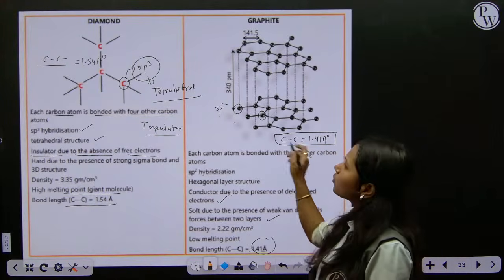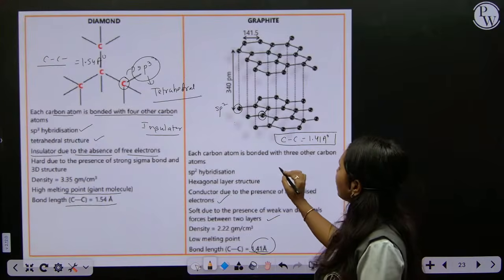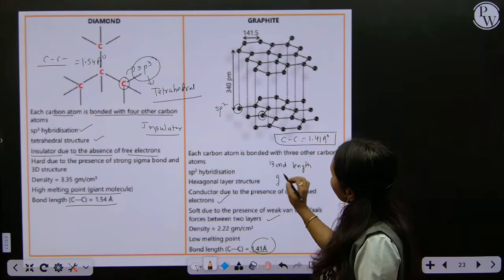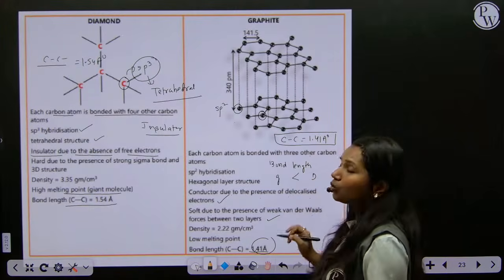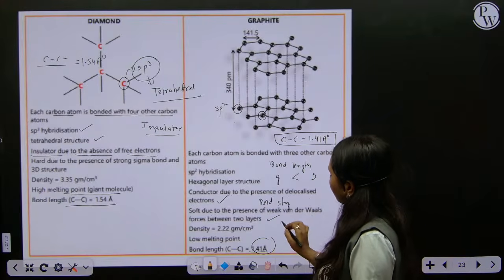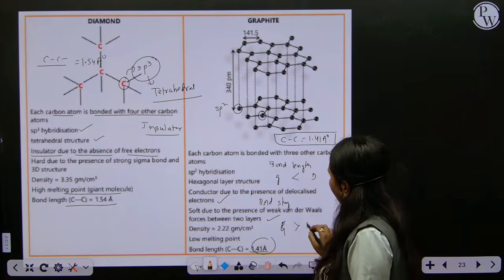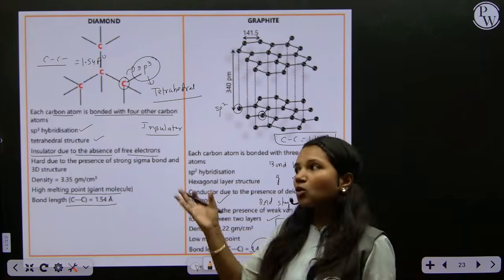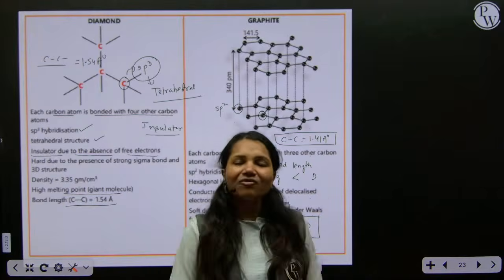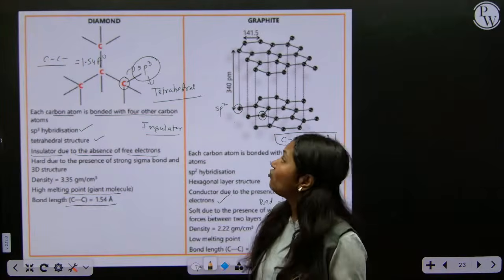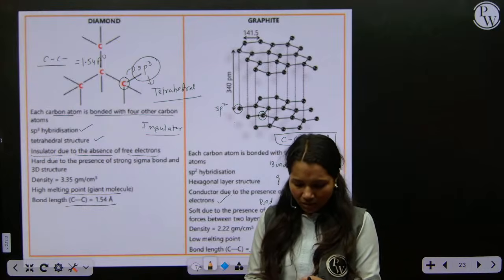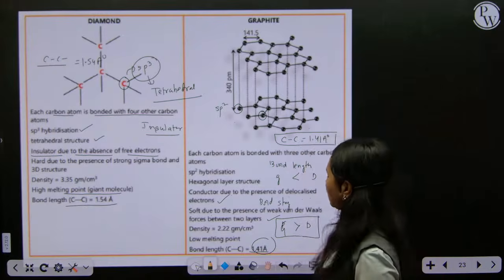Whose bond length is more, graphite or diamond? Whose bond strength is more? We are not talking about the overall molecule. We are just told that the carbon-carbon bond is stronger in graphite and it is weaker in diamond.